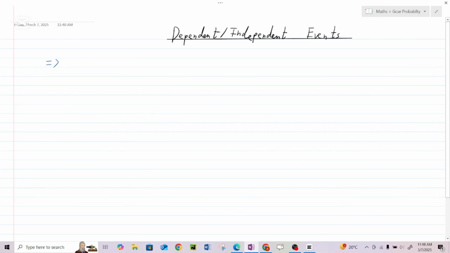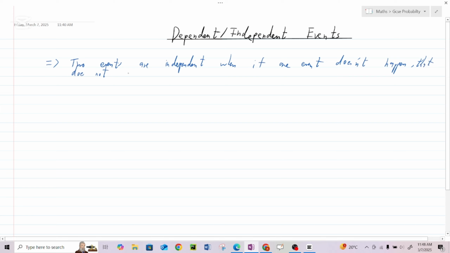So today we're going to be doing dependent and independent events. That's what we're going to start with. Two events are independent when, if one of the events does not happen, that does not affect the probability of the other happening.